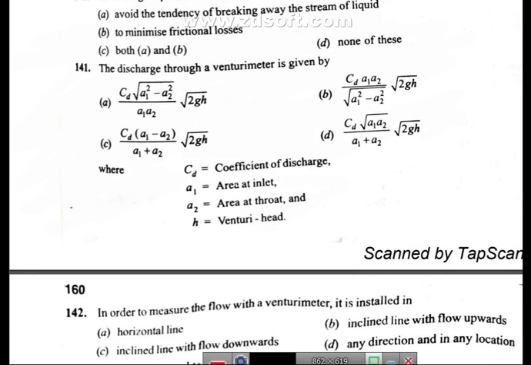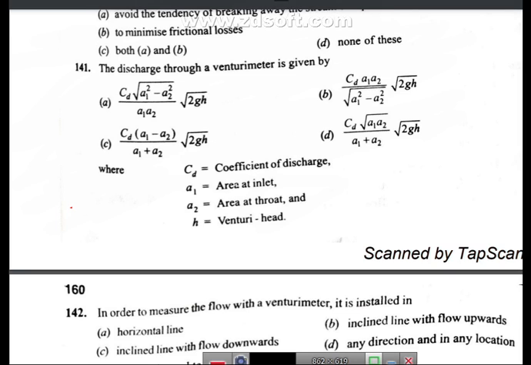CD हमारा कोफिशिएंट डिस्चार्ज होता है, A1 हमारा एरिया ऑफ इनलेट होता है, A2 हमारा एरिया ऑफ थ्रोट होता है, H हमारा वेंचुरी हेड होता है. CD square root of A1 square minus A2 square upon A1 A2 square root of 2GH. CD A1 A2 upon square root of A1 square minus A2 square, square root of 2GH. CD bracket A1 plus A2 upon A1 plus A2, square root of 2GH, or CD square root of A1 into A2 upon A1 plus A2, square root of 2GH.